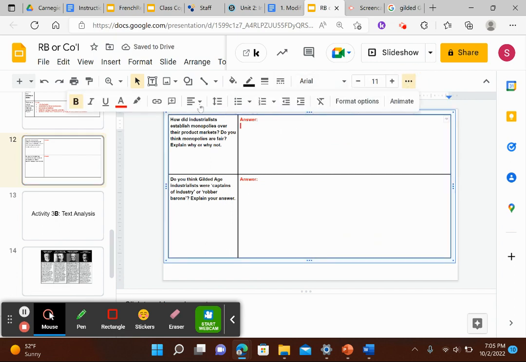All right, we're going to bring this document home. It says, how did industrialists establish monopolies over their products and markets? Do you think monopolies are fair? Explain why or why not. Well, they took out competition by buying or closing down smaller businesses.